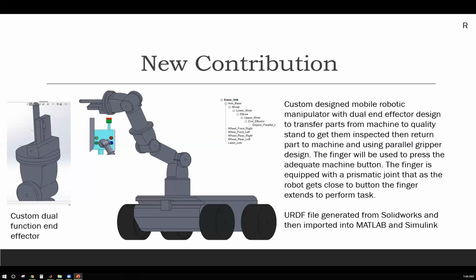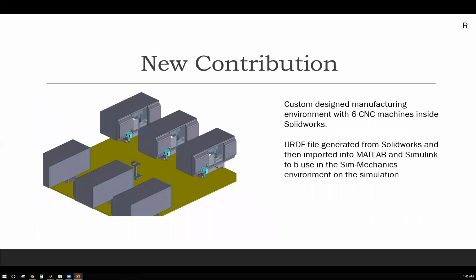Now, the robot does have two end effectors. One is a parallel gripper, and another is a push button style. And both are located in a way that they don't interfere with each other in order to get both tasks done efficiently. Next slide.